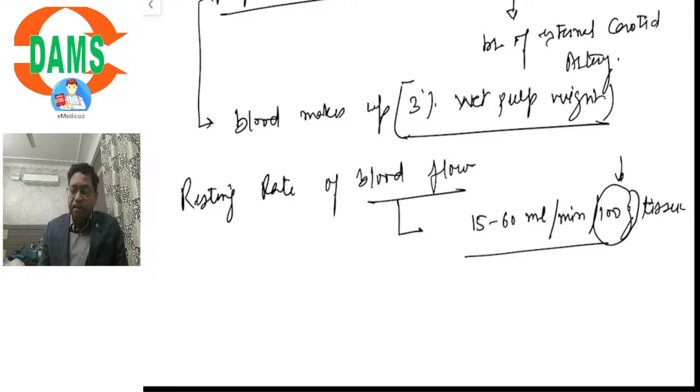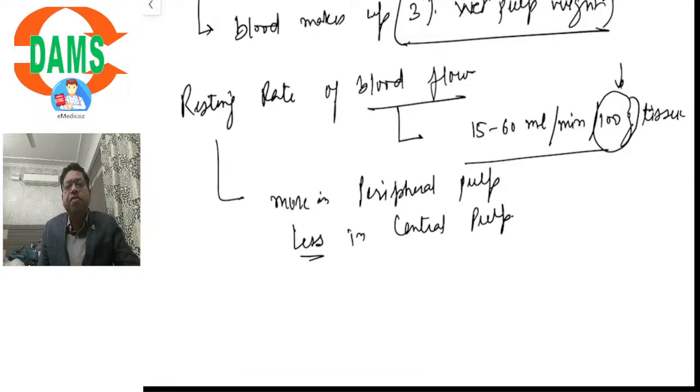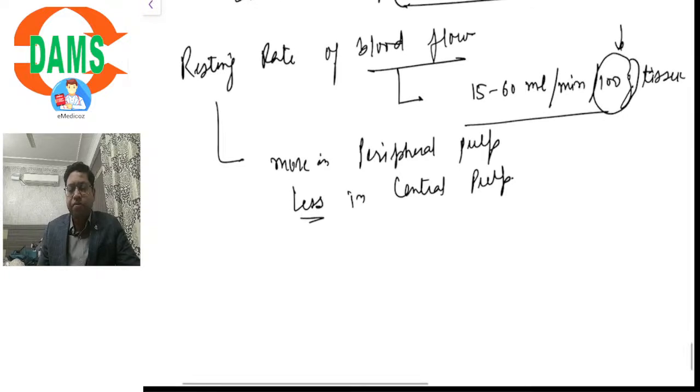Okay. This blood flow is more in the peripheral pulp and less in the central pulp. If we talk about the blood flow, it is higher in the peripheral pulp. Maximum is present in the areas of the pulp horn, less in the central pulp.